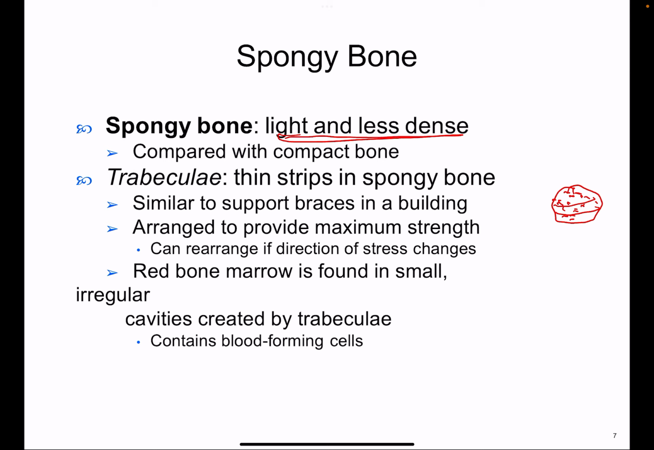So, for instance, let's say that this is a horrible picture of a bone, but we're going to use it. Let's say that this bone is going to jump up and down, up and down. Eventually, this part of the bone will become harder to facilitate that movement. The red bone marrow is found in small, irregular cavities created by the trabeculae. These are blood-forming cells, and they form the actual blood that goes all over your body.